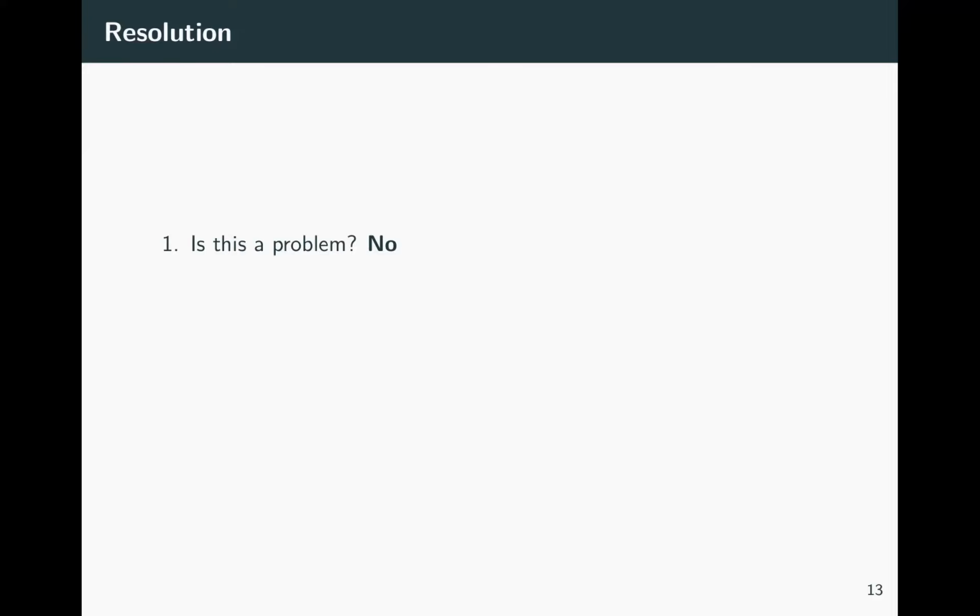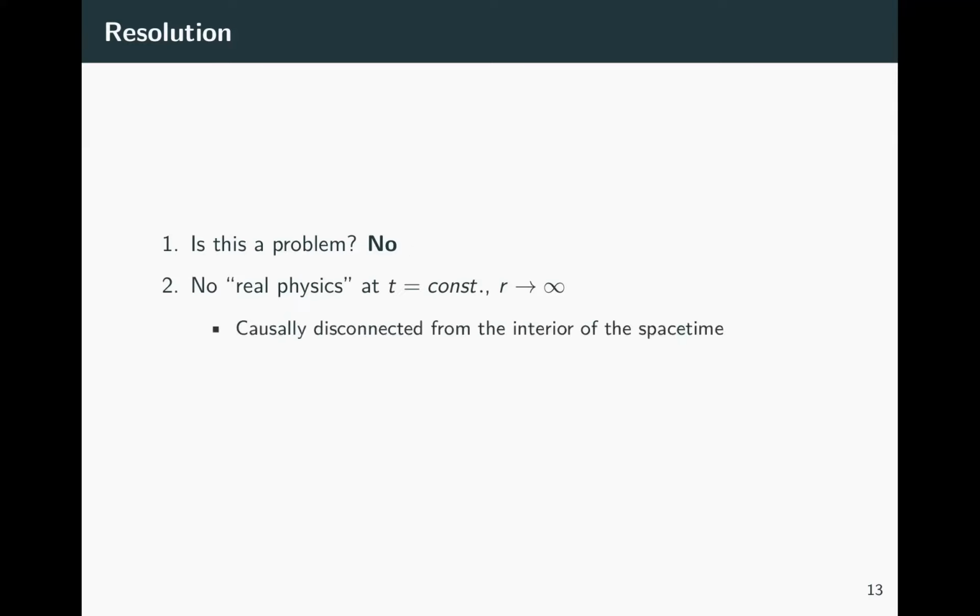Is this a problem? Is that saying something unphysical about the modes? No. The modes are physical, you can have some physical understanding of them. This blow up is not a huge problem. Why is that? Because there's no real physics. This is how I think of it. There's no real physics at t equals constant, r equals infinity. If you fix time and you go arbitrarily far in r, you're causally disconnected from the rest of the space-time. No causal observer can communicate with spatial infinity, r to infinity at t equals constant.